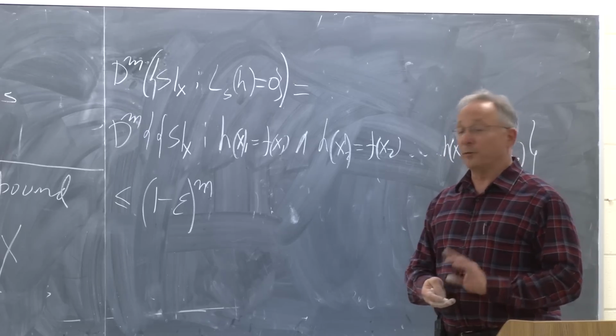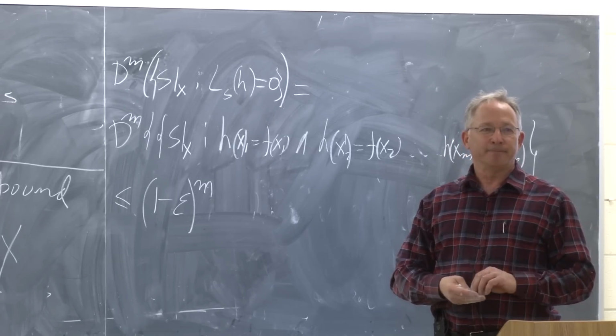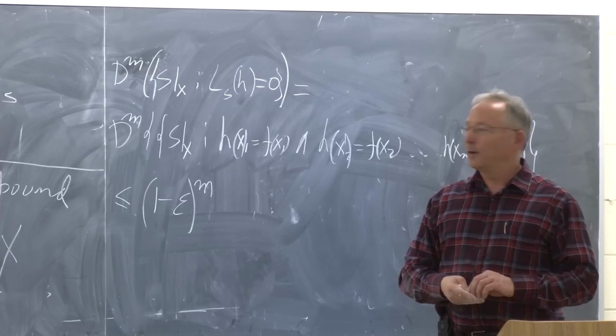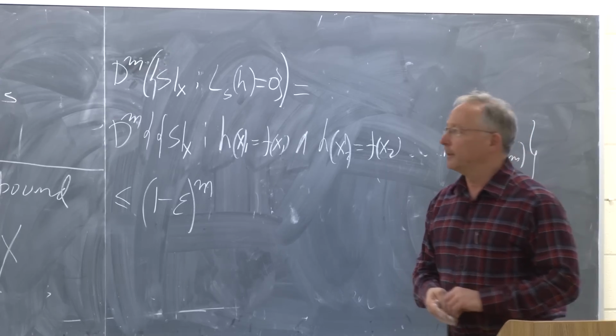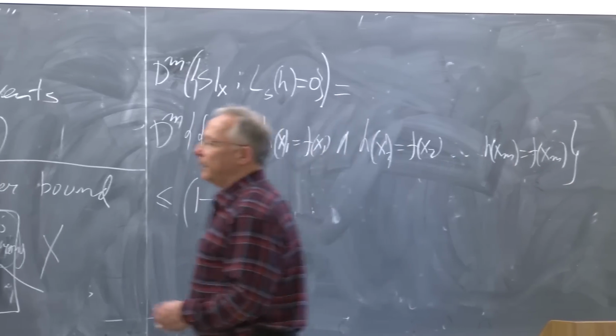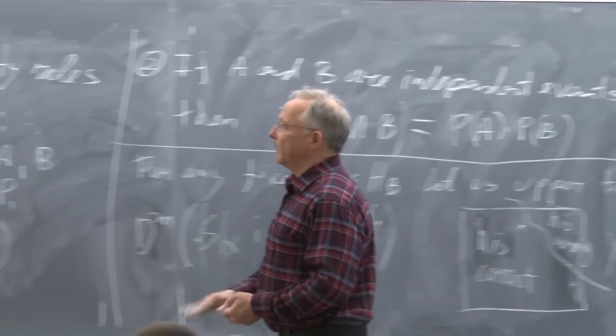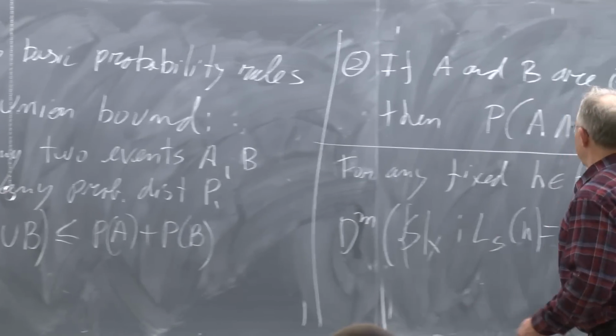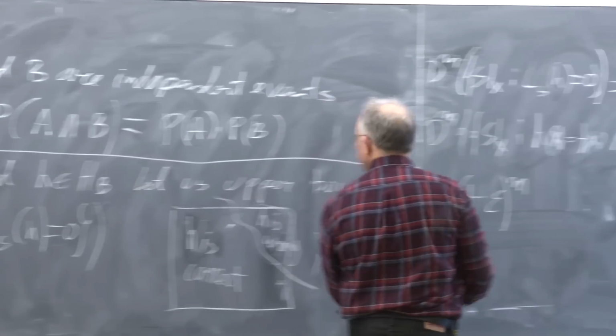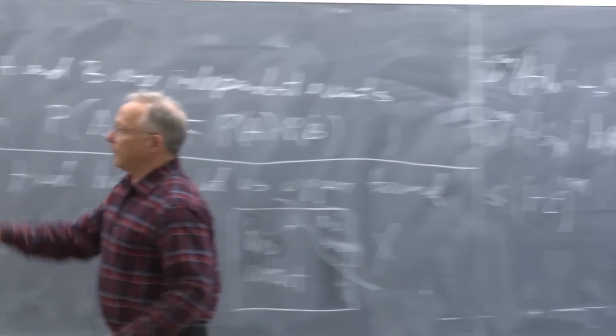So now we are done with the proof. That was the difficult part. Why are we done with the proof? Because now I can bound what I need. I'm using my union bound. I'm using my bound on this. So let's go back here.